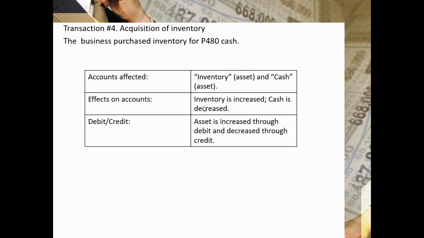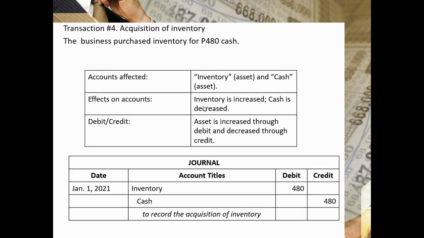Next is the acquisition of inventory. So the business purchased inventory for 480 cash. How will you analyze this? Of course, dahil bumili ng inventory, madadagdagan yung inventory mo and it's an asset. Pero, siyempre maapektuhan yung cash mo kasi yun yung ginamit para bayaran yung inventory. So, inventory is increased, cash is decreased. What will be its effect? Asset is increased through debit, pero decrease din siya through credit kasi parehas na asset yung involved.